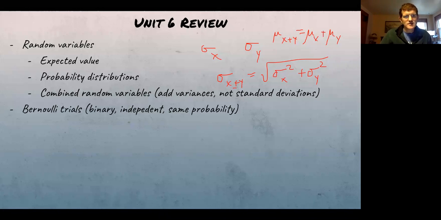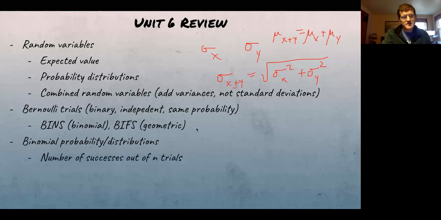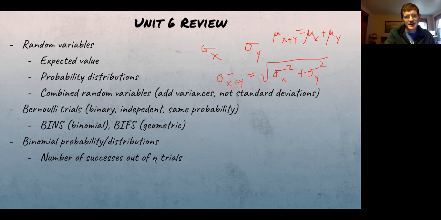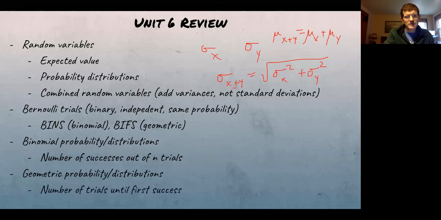Bernoulli trials, this is where we get into the other part of this. Now maybe I'm jumping a little bit ahead with BINS and BIFS. Remember, BINS is for binomial and BIFS is for geometric. So let's talk about the binomial distributions, which would be a situation where you're trying to find out how many successes you can get out of n trials. Geometric probability, or geometric distributions, is the number of trials until you get your first success.